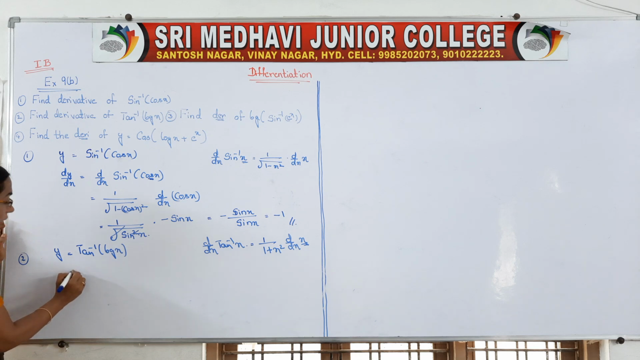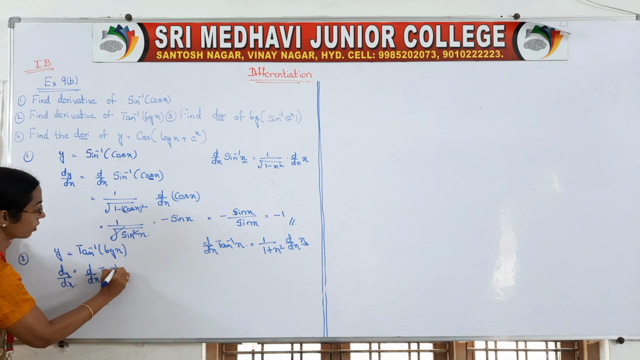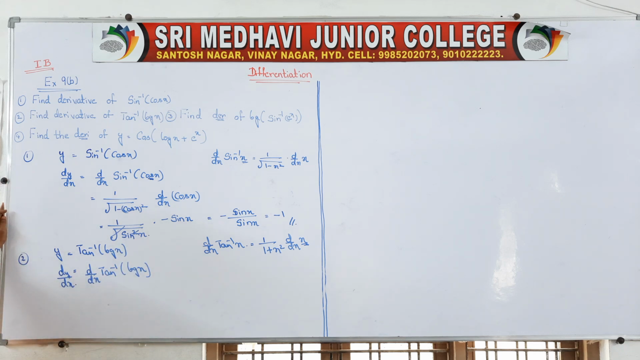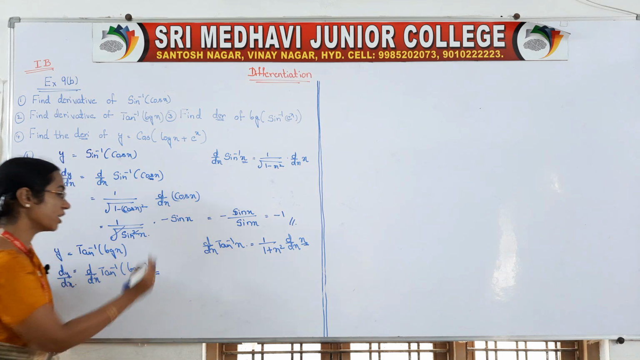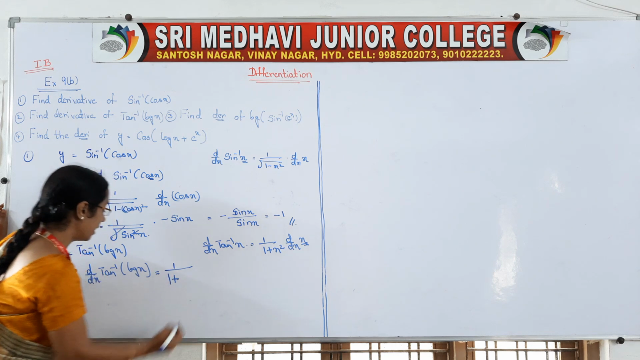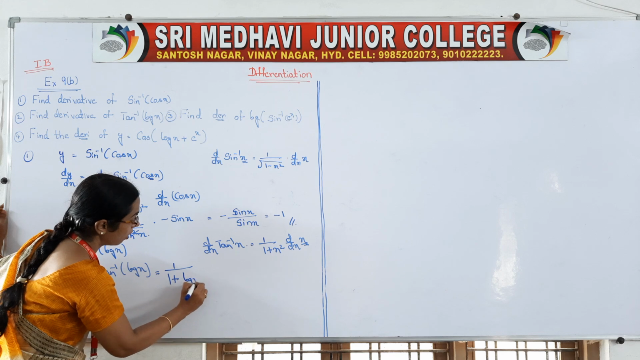Come on, find out dy by dx. How will we find it? We write d by dx of tan inverse of log x. D by dx of tan inverse of any variable is 1 by 1 plus that variable whole square. What is that variable? Log x.